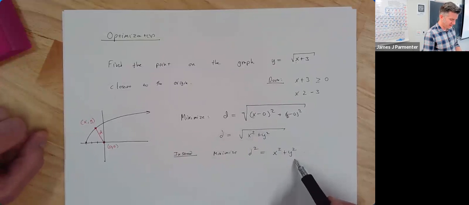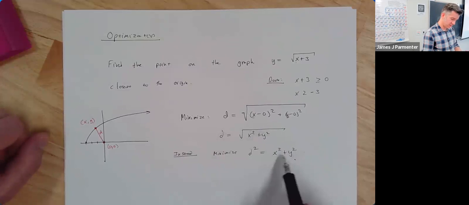But before I can take the derivative here, I don't know how to minimize a function of two variables. We need to write this as a function of one variable.